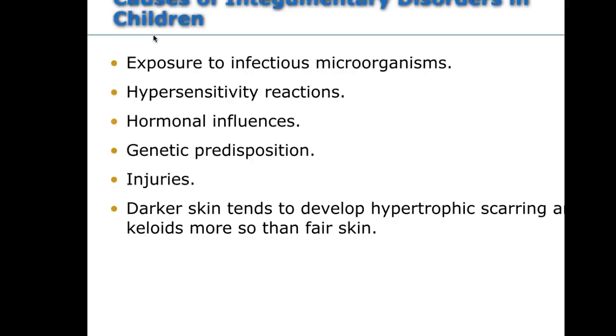Darker skinned children and infants tend to develop some hypertrophic scarring, keloids. There's also Mongolian spots that you see in darker skinned kids. They almost look like bruises, so a lot of times we get child abuse suspicions when they're really Mongolian spots.